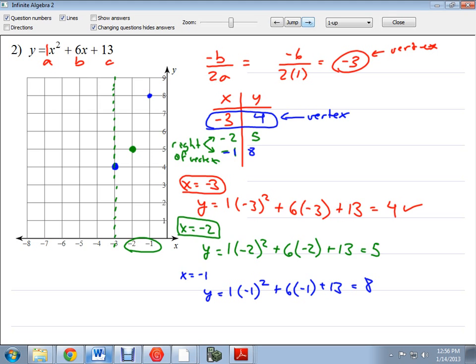Normally, I would make you continue plugging in the left side of the graph as well. Plugging in negative 4, plugging in negative 5. But since we already know that this is an axis of symmetry, what we can do is reflect. So this point is right here, 1 away from the line. I'm going to go 1 away from the line on the other side. This point at negative 1, 8 is 2 away. So I'm going to go 2 away. And this is the graph of the quadratic equation.